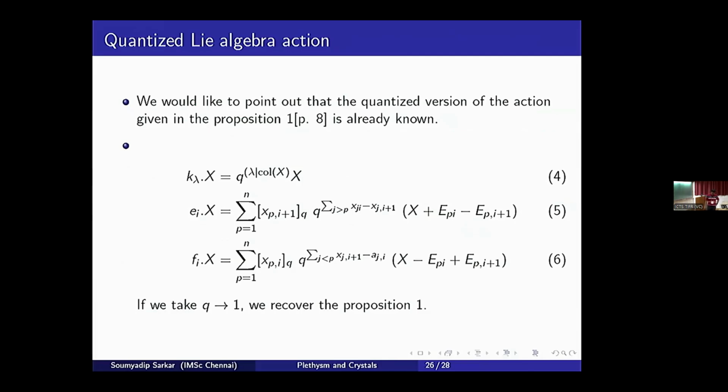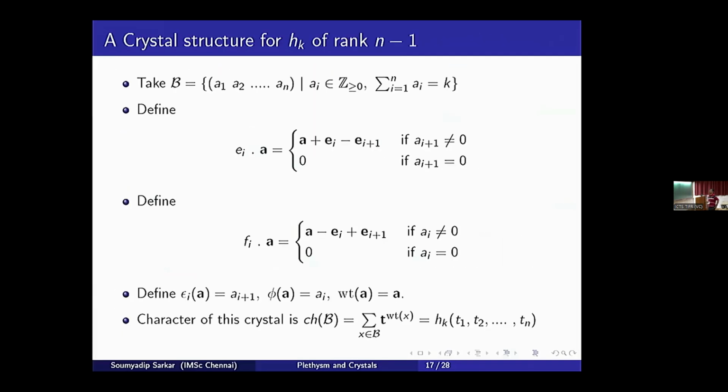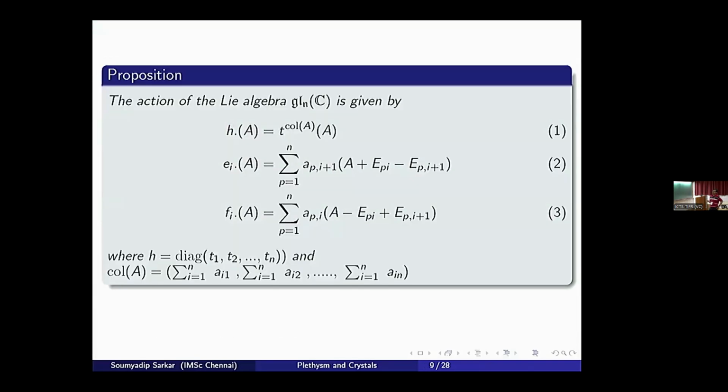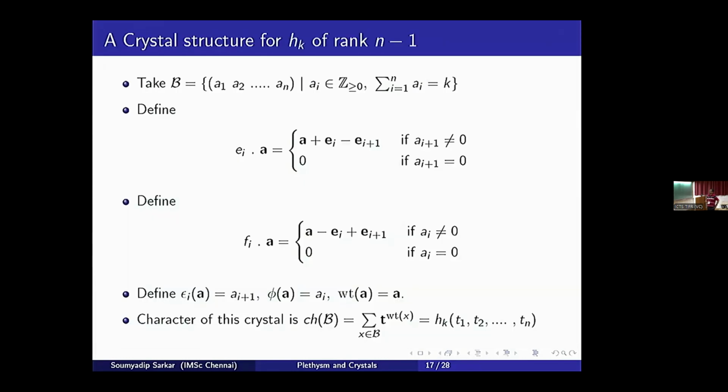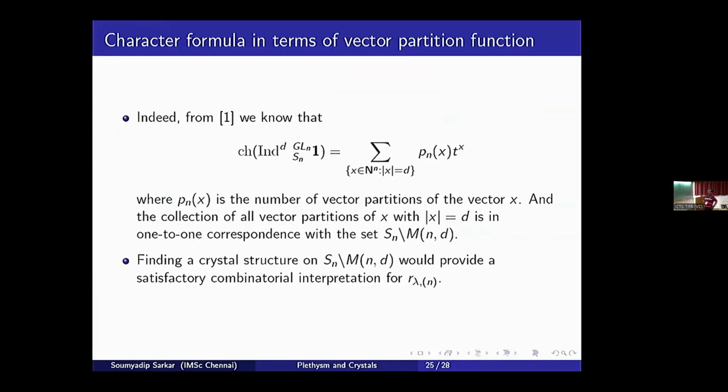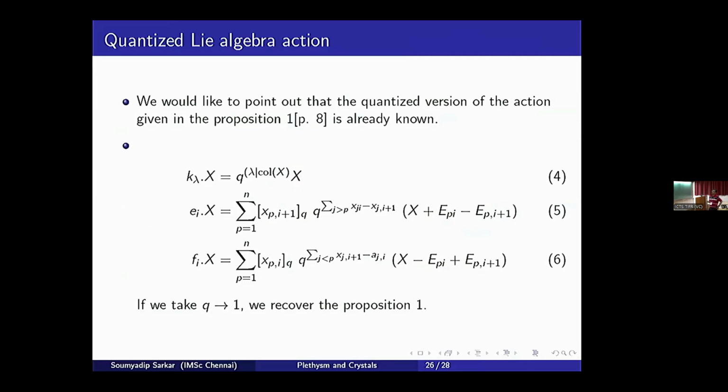And I just want to finish by pointing out this thing. So remember this action we defined, the action on the Lie algebra. A quantum deformation of this action is already known, kind of. That is given by this formula, this thing. So here K_lambda, E_i, F_i are the generators of your quantum group U_q(gl_n), and this quantized action is already known. And if you take q tends to 1, we will get back to what my action was in the classical case.